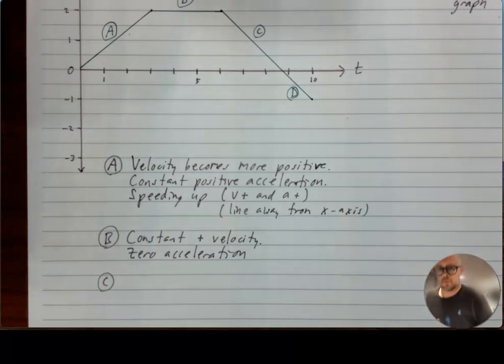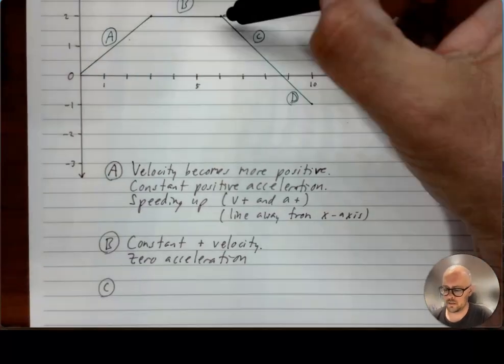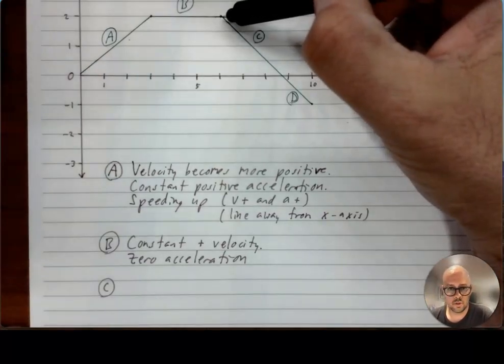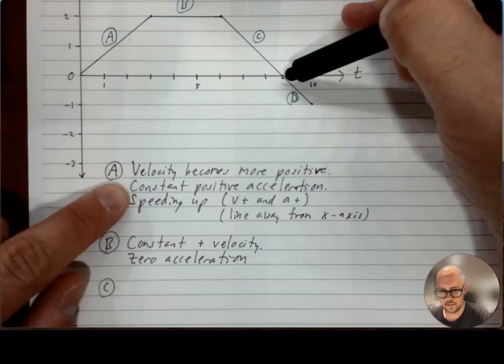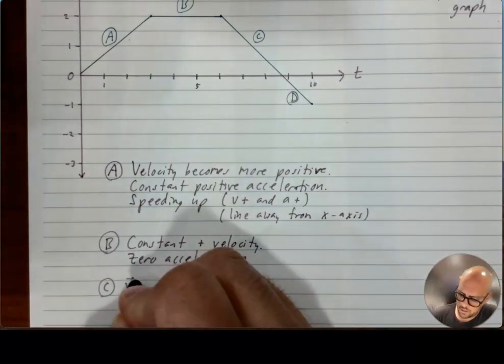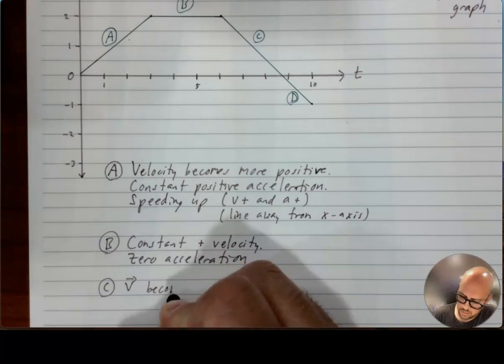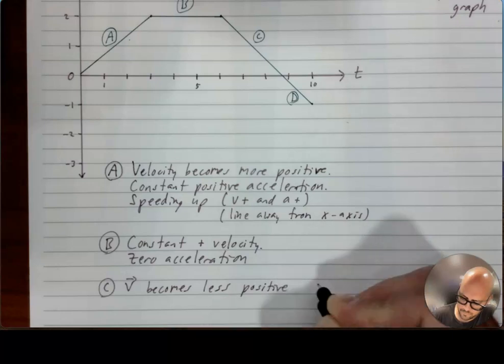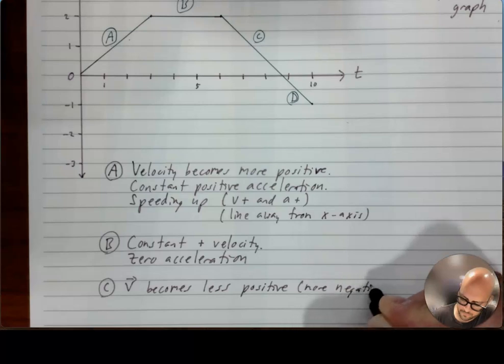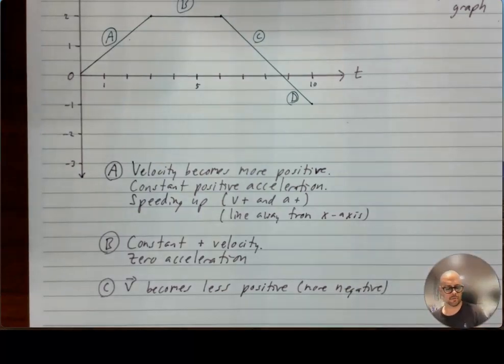Segment C is one that often gives people trouble at first. So in segment C, we have a velocity that starts at 2, and then after maybe 2 and 3/4 seconds, the velocity goes down to 0. I'm going to use segment A as a template. So velocity becomes less positive. You can also say more negative, but saying less positive might give you a clue as to what's happening.